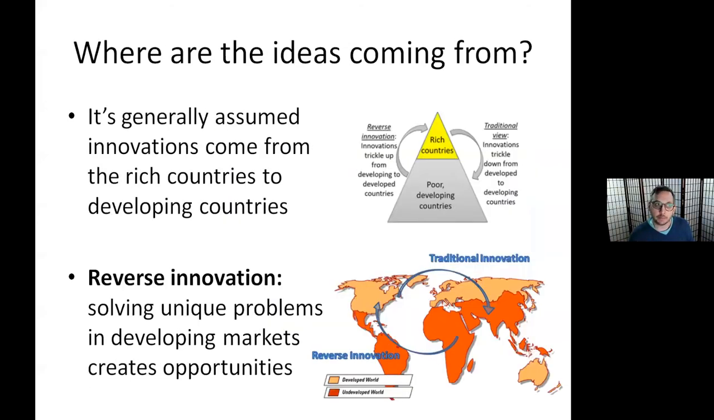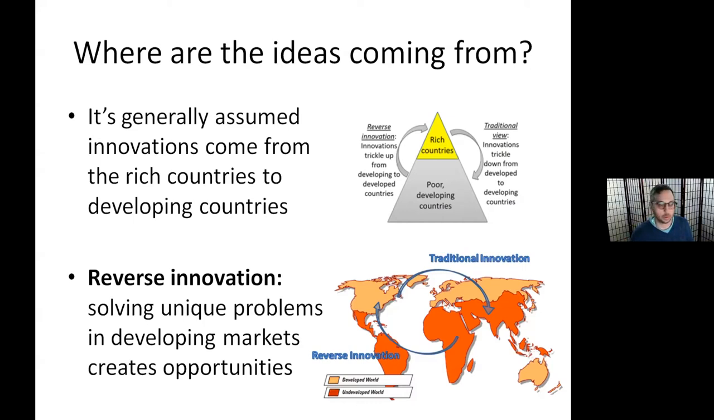And where are they coming from? It's generally assumed that innovations come from rich countries and then go to developing countries. This is the traditional paradigm or view, but this is changing. Reverse innovation is where, because necessity is the mother of all invention, where resources are fewer, people are more innovative and come up with ideas and solutions that create new market opportunities in the developed countries. So instead of the US developing things and sending them to Africa, I know in the future, Africa will be developing these things and sending them to the US.